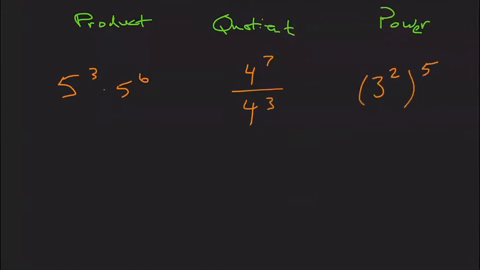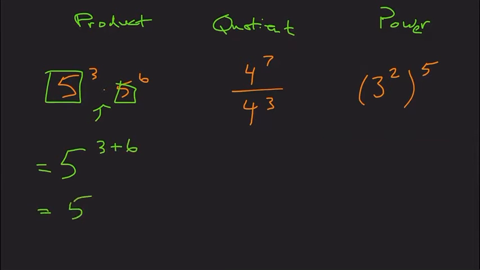So the product property tells us what we can do when we have the same base and we're multiplying. So base is 5 in both of them. So we have the same base, we're multiplying. So if you remember, that tells us we can add our exponents. So that'd be 5 to the 9th.